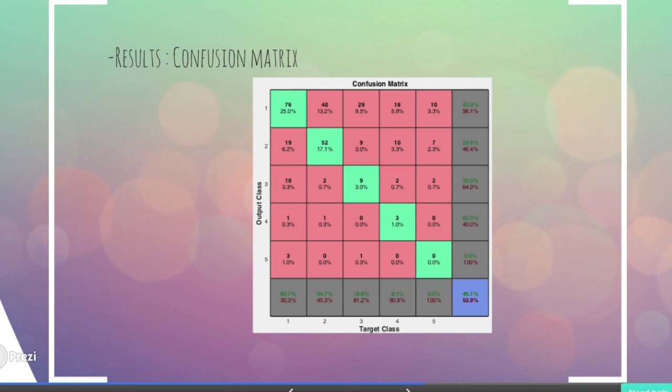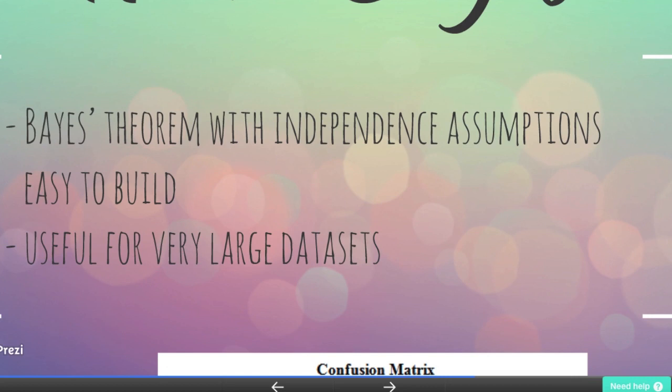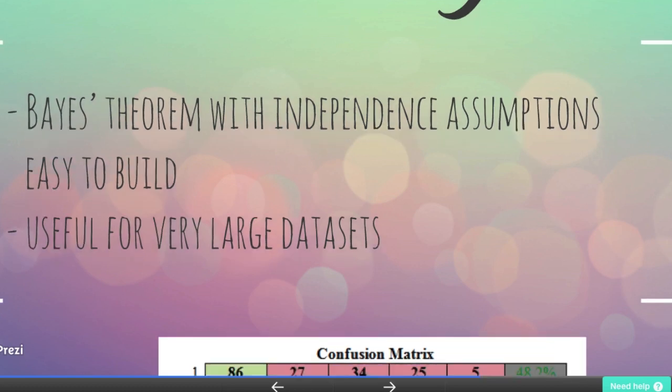In the confusion matrix, every value highlighted in green refers to a true positive predicted by our network. As seen here, there is a total of 46.1% accuracy rate from the neural network predictions. Using naive Bayes, we involve the use of Bayes theorem with independence assumptions. This means that every single condition in the dataset is assumed to be independent of each other. The naive Bayes method is easy to build and is also relatively useful for very large datasets.